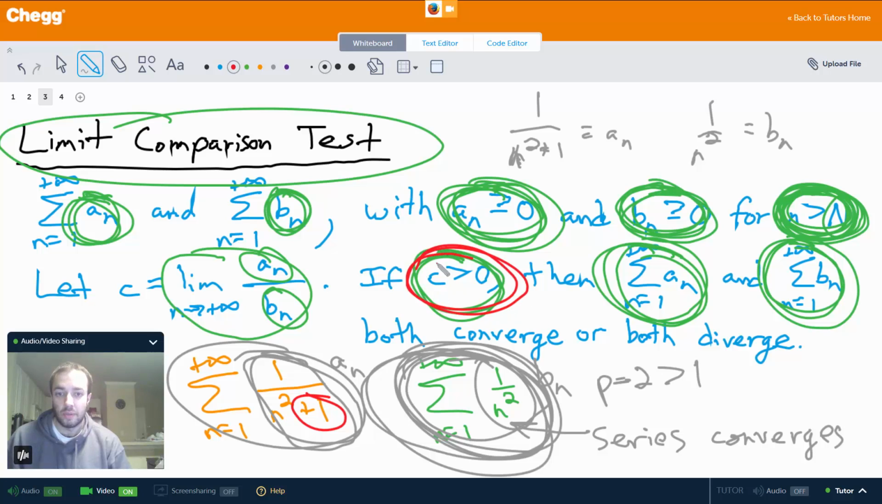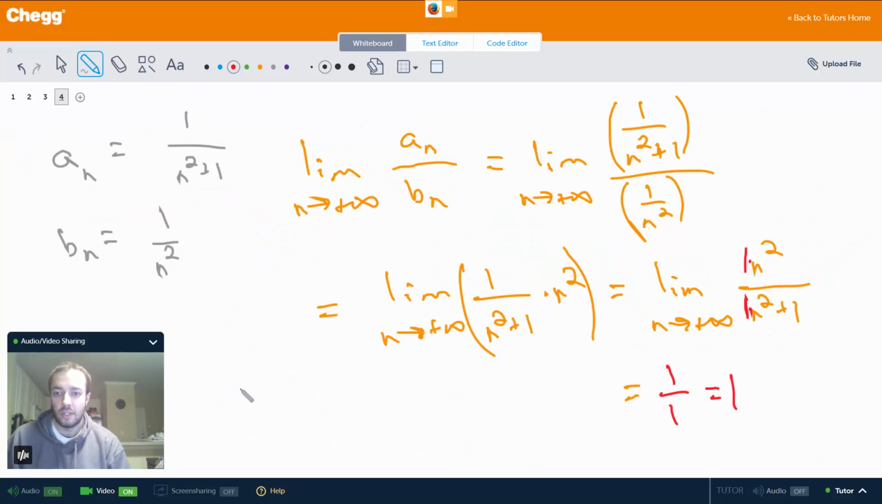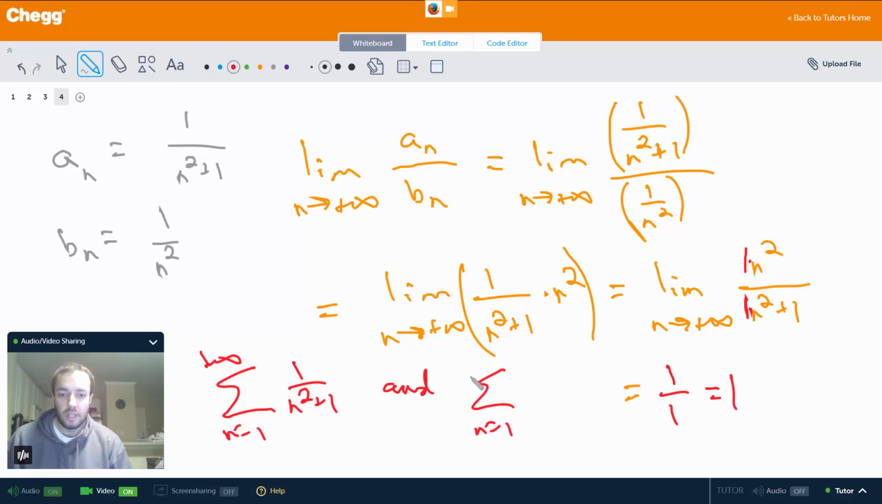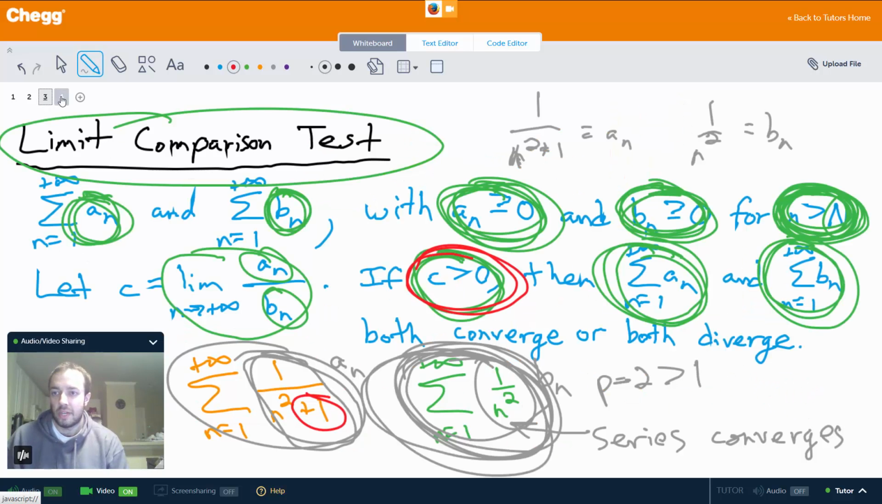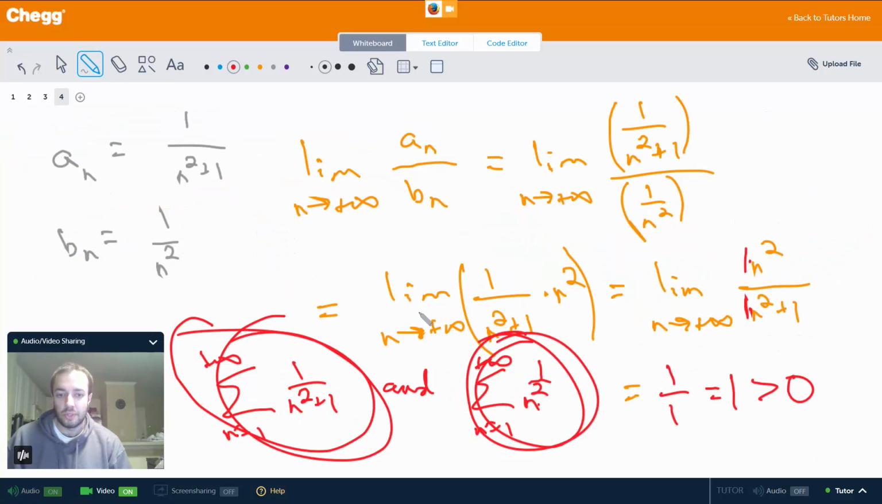Therefore, well, 1 is greater than 0, right? So the limit comparison test tells us that the sum from n equals 1 to infinity of 1 over n squared plus 1 and the sum from n equals 1 to infinity of 1 over n squared, these series either both converge or they both diverge. That's what the limit comparison test tells us, because we ended up with this limit as n goes to infinity of a sub n over b sub n equals 1, which is greater than 0. And we already know that this series converges. Therefore, this series must also converge.